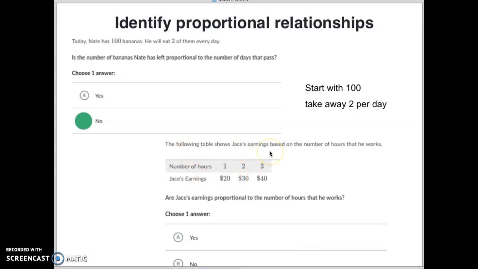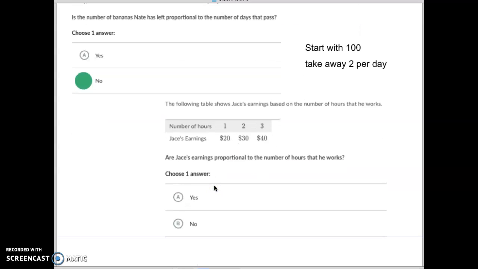The following table shows Grace's earnings based on the number of hours that he works. So if you notice here, 1 hour he was at 20 bucks, 2 hours at 30 bucks, 3 hours he was at 40 bucks. So it is adding $10 per time. Well, if we back this up to 0 hours, he would have started with, let's see, subtract it, 40, 30, 20, 0 hours would have been 10, correct? So for 0 hours, he would have made 10 bucks. Well, that's not okay. That means he starts with 10, and then you add $10 per hour. So again, this would be a no. It did not start at 0, so it's not proportional.